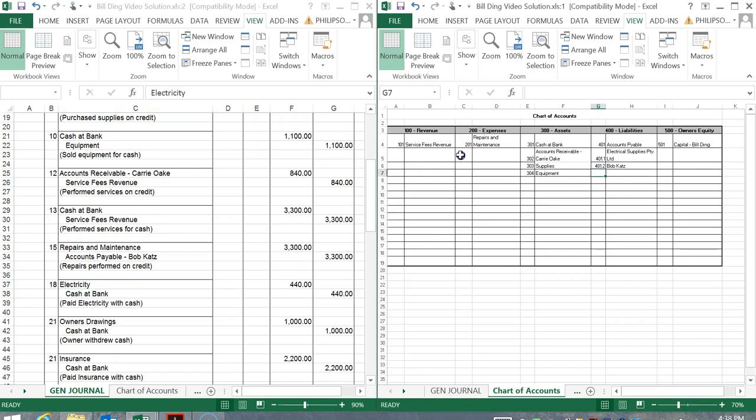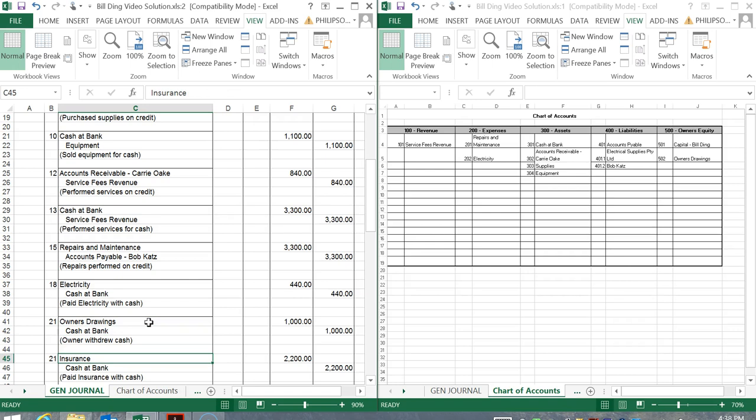Electricity we don't have yet, so 202. Electricity. 202 is there. Keep going down our list. Cash at bank we've got. Owner's drawings we need to add in. So 502. Owner's drawings is in. Or you might just call it drawings. Either way is fine.